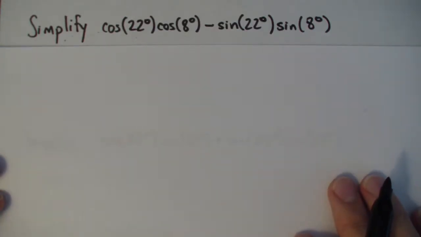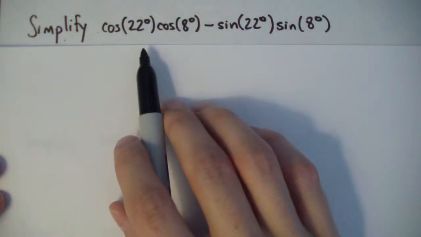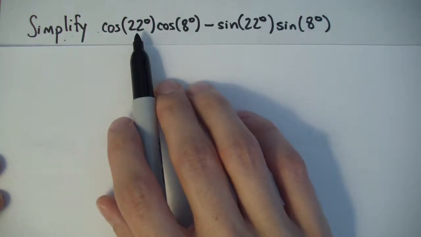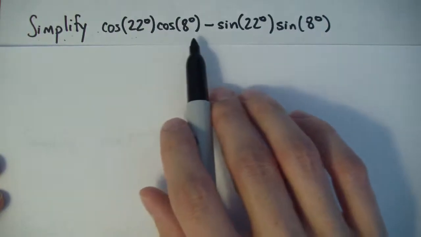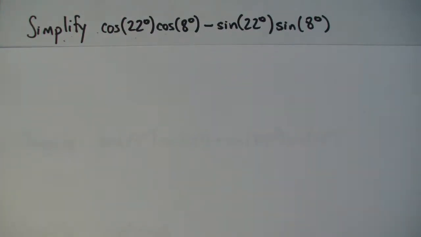Let's see what other things we can do with our sum and difference identities for cosine. As an example, let's try to simplify this expression. It looks like something that we wouldn't know how to deal with, because we don't know what cosine of 22 degrees is, or cosine of 8 degrees, or any of these values.